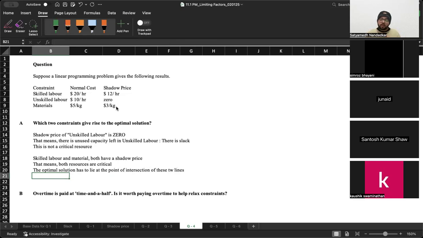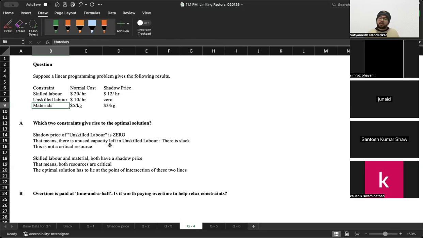ये दोनों लाइंस में शैडो प्राइस है. What does that mean? If there is shadow price in these two lines, that very clearly means that there is a resource which is in limited proportion. ठीक है, skilled labor limited है, which is why bringing in one more unit gives you an additional contribution of 12. There is a scope to bring one more unit. Material भी limited resource है, so you have the scope to bring one more unit of material.